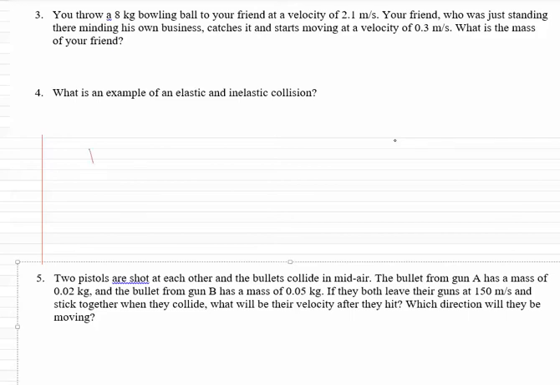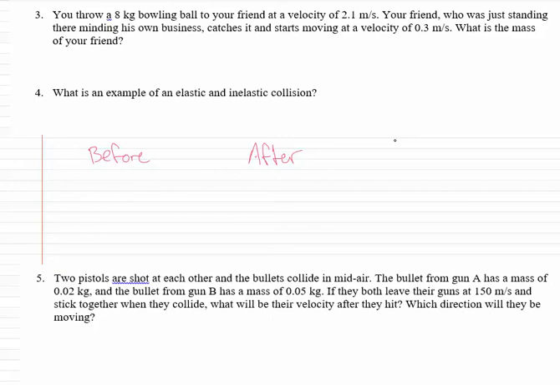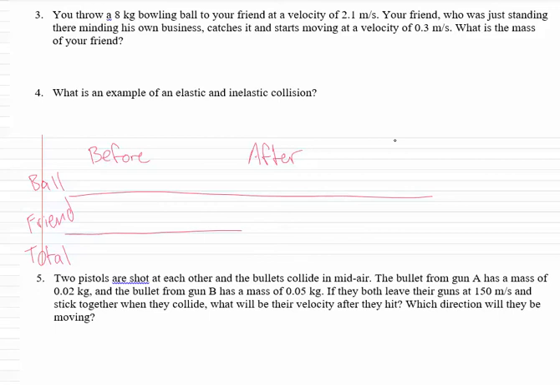So for our before and after table, we need before, we need after. And what we're doing is we're making a table that shows all of the momentum before, and we're going to compare it to the momentum after. Since we have two objects, we have the bowling ball, so I'm going to put ball and friend. And then of course we also need a row for the total. And now we're just going to be able to fill in some blanks. And each one of these squares is going to have momentums in them.